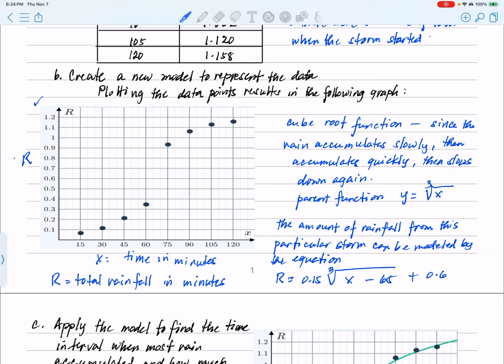Since the rain accumulates slowly, it can be a good model. The rain accumulates slowly, then accumulates quickly, then slows down again. Slow, fast, then slows down again.